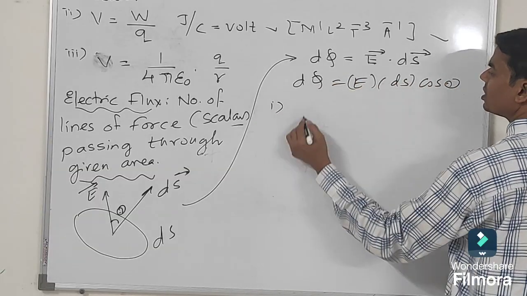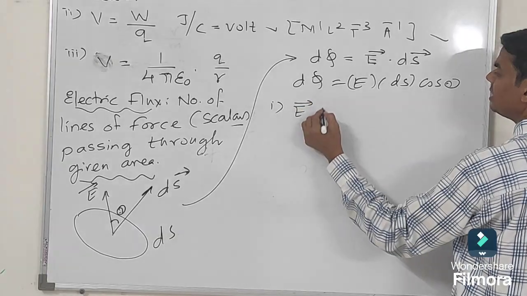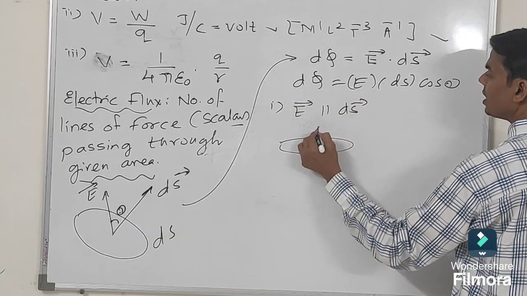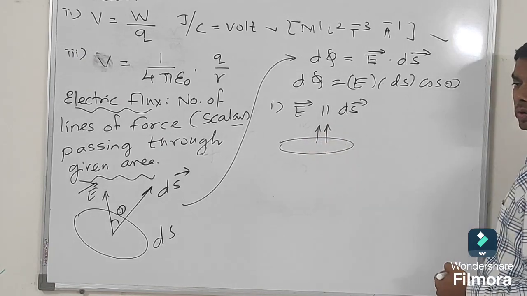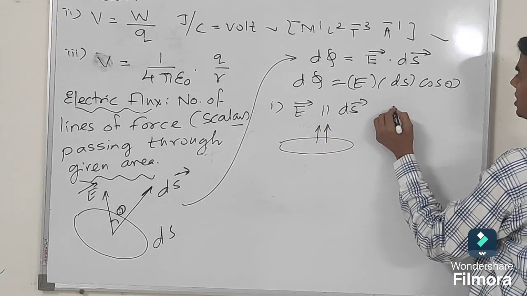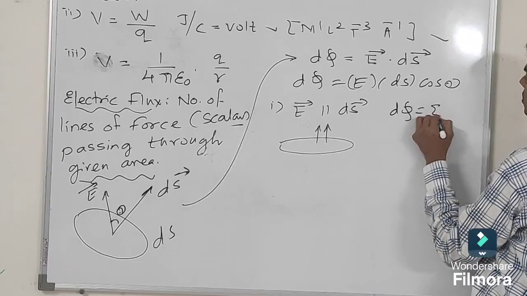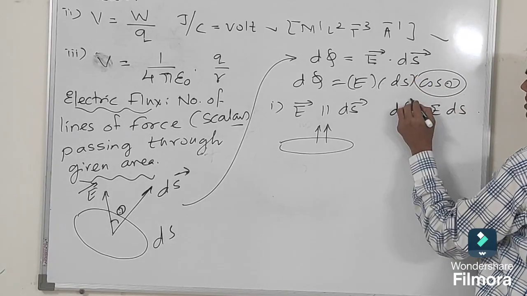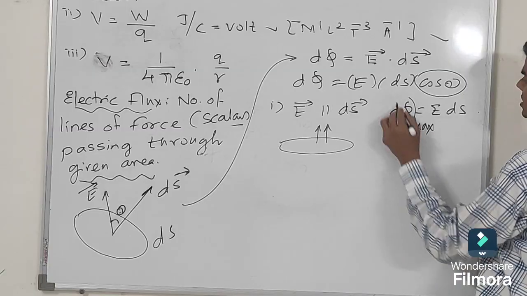Now there are two special cases. Suppose that electric intensity is parallel to ds bar. Electric intensity parallel to ds bar means it is perpendicular to the surface. So theta is 0 and d phi is equal to E ds, because cos 0 is 1 and it is the maximum value. So we can have maximum flux here.